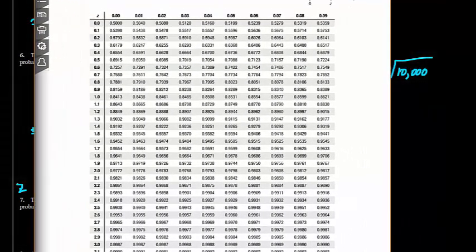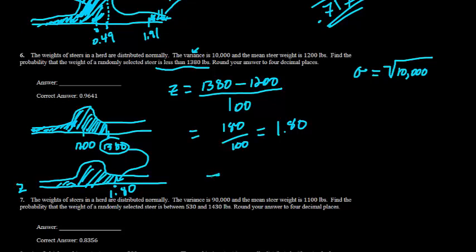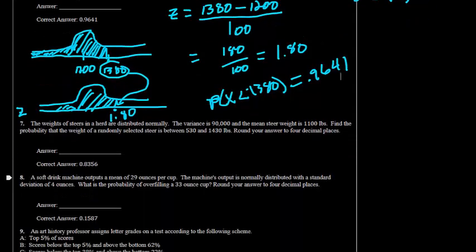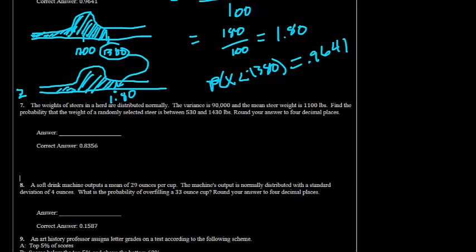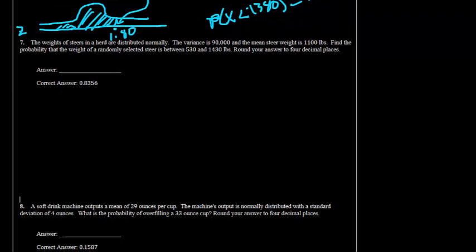We've been lucky that we're all on the same positive table. 1.80 is 1.8. It's the first one right here, 0.9641. And that is our answer, 0.9641. So the probability that you're going to get a steer less than 1380 is equal to 0.9641. Easy cheesy.